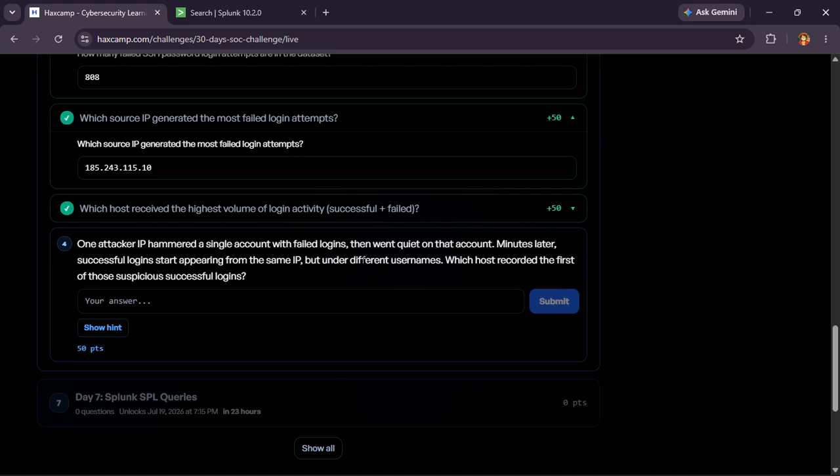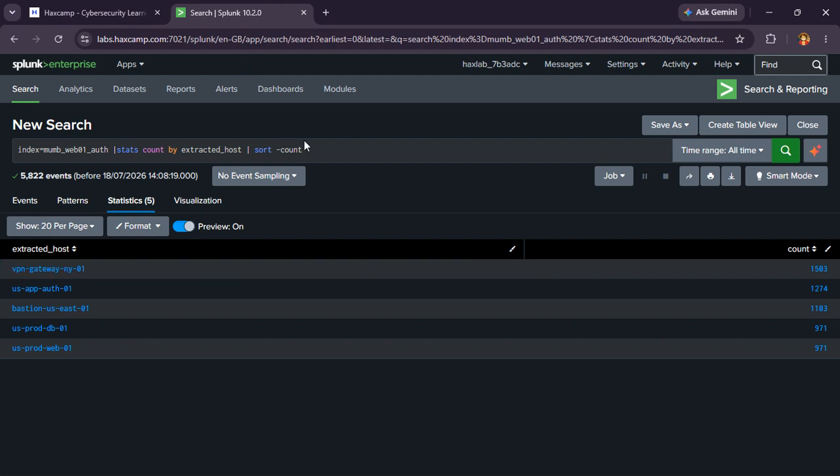Then when quit on that account, minutes later a successful login. It means a brute force attack succeeded after a few minutes from the same IP, under a different username. Which host recorded the first? Okay, we need to look at the time, so we need to mention the time also here.